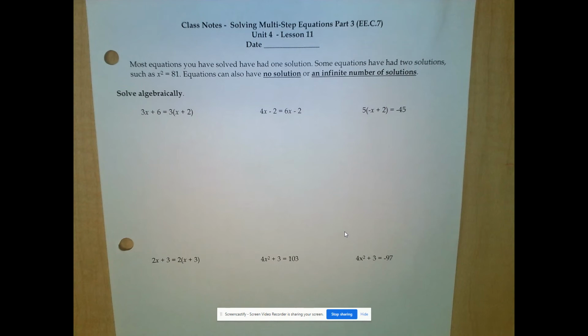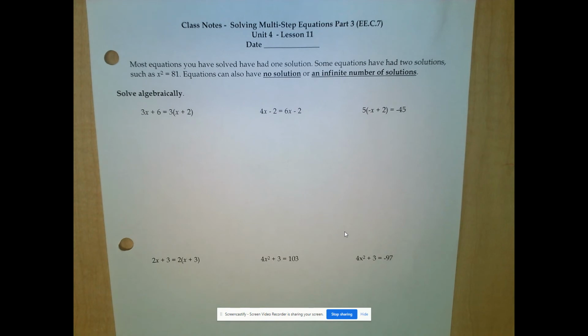So today we have a very short lesson, but it is super interesting. According to me anyway. Unit 4, Lesson 11. Most equations you've solved have had one solution. Some equations have had two solutions, such as x squared equals 81. Equations can also have no solution or an infinite number of solutions.